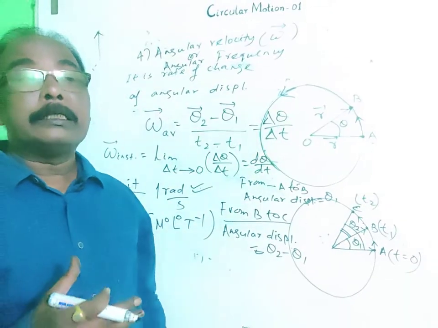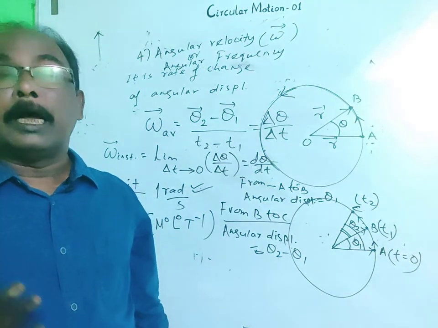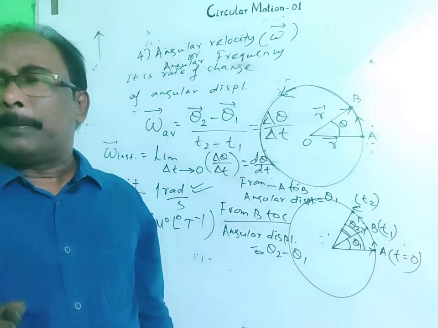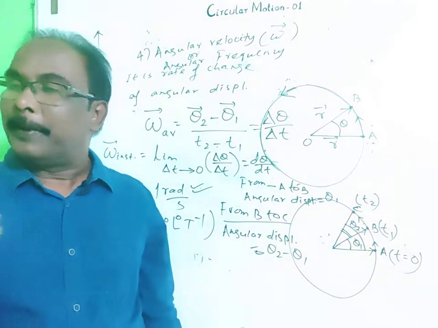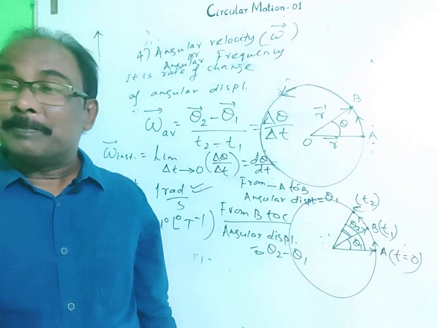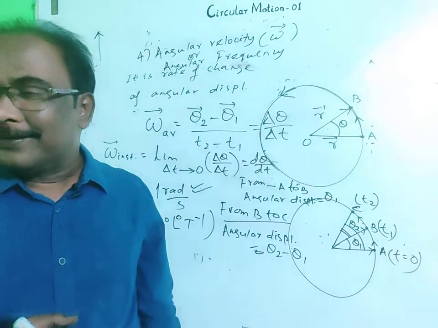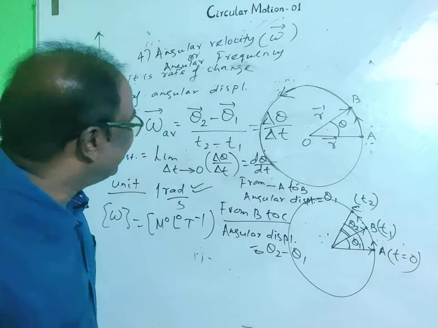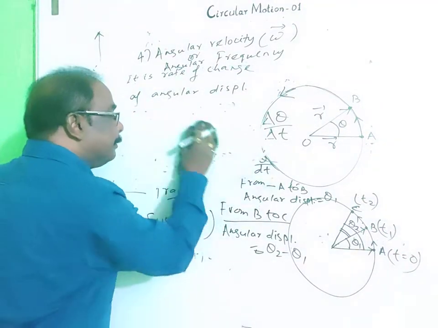In some numericals it is mentioned that the body is moving with angular velocity of 10 radian per second, then it is correct. This is angular velocity. But if it is mentioned in revolutions per second, then it is frequency. Then how to get frequency? We'll see it. This is unit and dimensions.